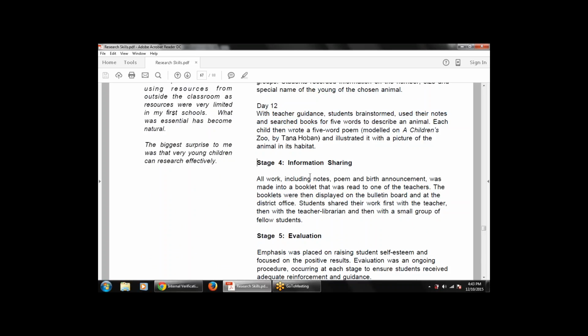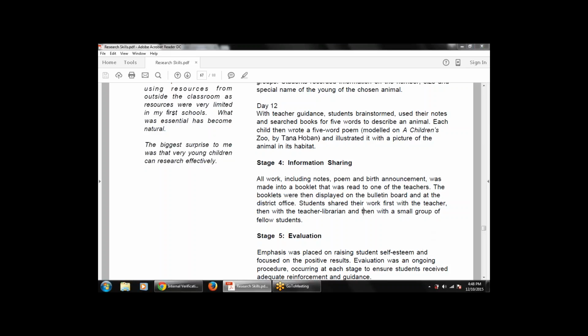Now the next stage is stage number 4, that is information sharing. All works, including notes, poems and birth announcements, were made into a booklet that was read to one of the teachers, and the booklets were then displayed on the bulletin board and at the district office.